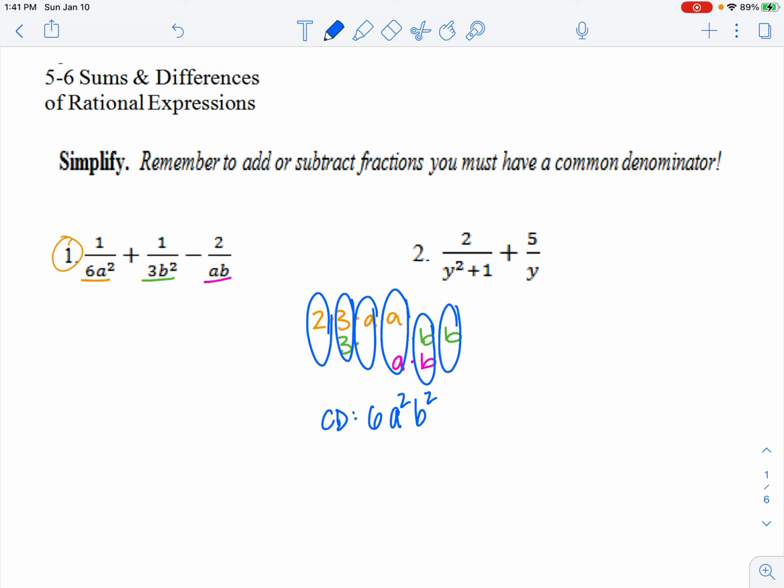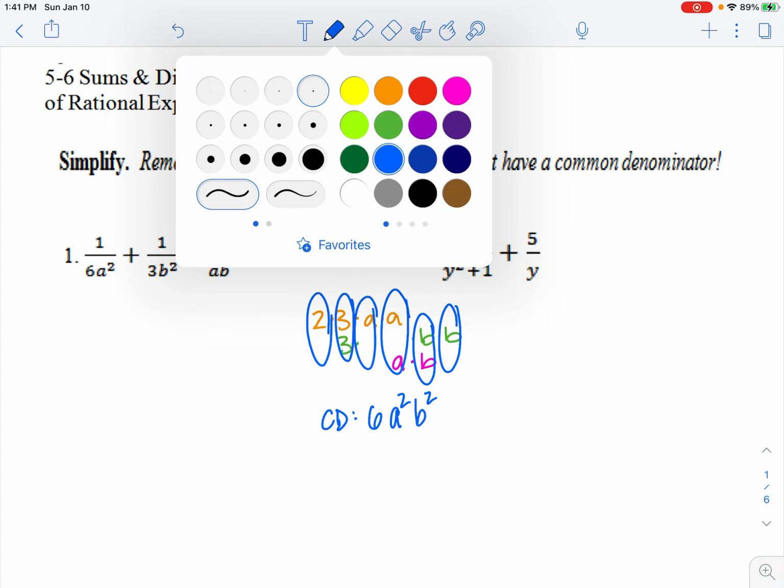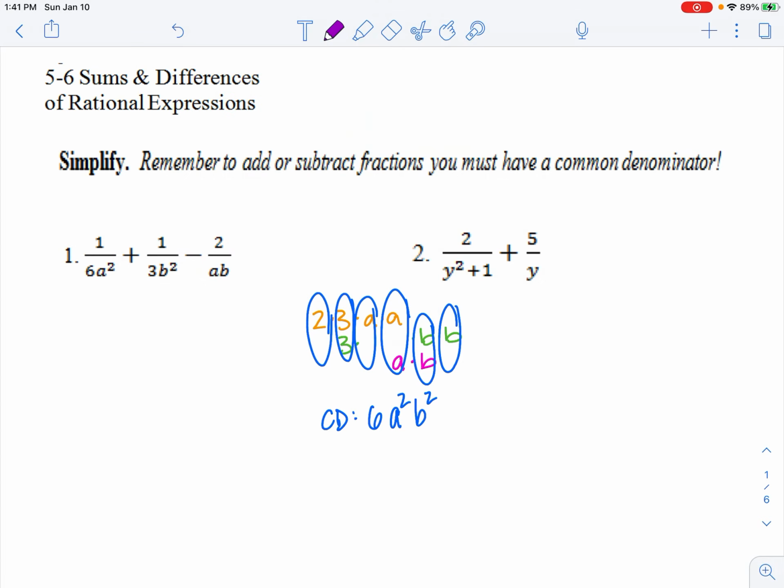Now I just need to make every fraction have that common denominator. So I'm going to go back and I'm going to multiply each of these. Let's use purple here. So this one already has a 6 and an a squared. So this first fraction I'm going to multiply just by b squared over b squared. Remember, that's really just 1, so I'm not changing anything.